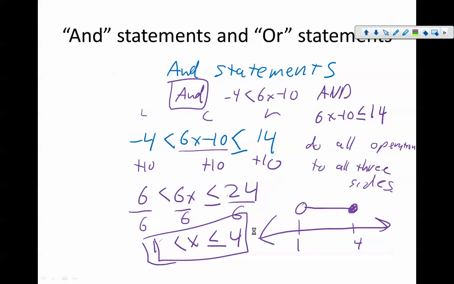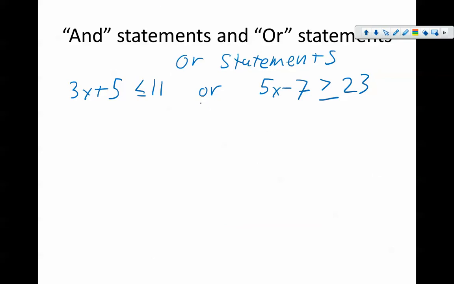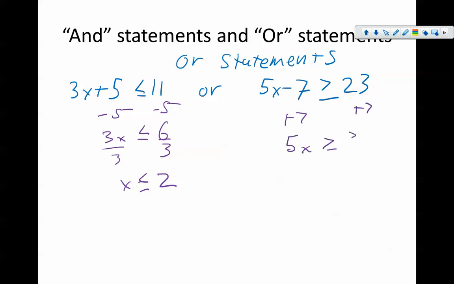Or statements, on the other hand, you do write the or. It's 2 inequalities. It's this inequality or it's this inequality. Or statements go in opposite directions. They don't contain the same numbers. So with an or statement, all you're going to do is simply solve each one. And you're solving these using the same rules that we have always solved them. This is why I'm going through this rather quickly. I'm solving both of these equations in the same way that I always have.